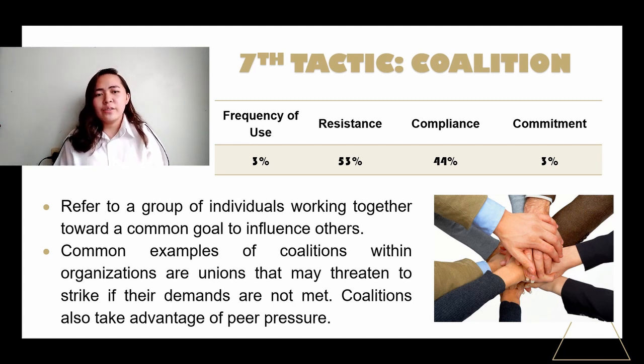It is more likely to result in resistance or compliance than in commitment. This refers to a group of individuals working together towards a common goal to influence others. So the agent enlists the aid or endorsement of other people to influence a target to do what the agent wants. A common example of coalitions within organizations are unions that may threaten to strike if their demands are not met. Coalitions also take advantage of peer pressure.